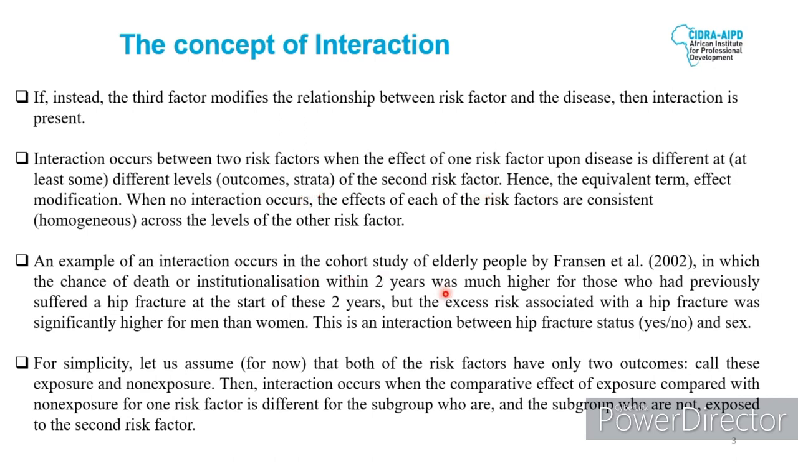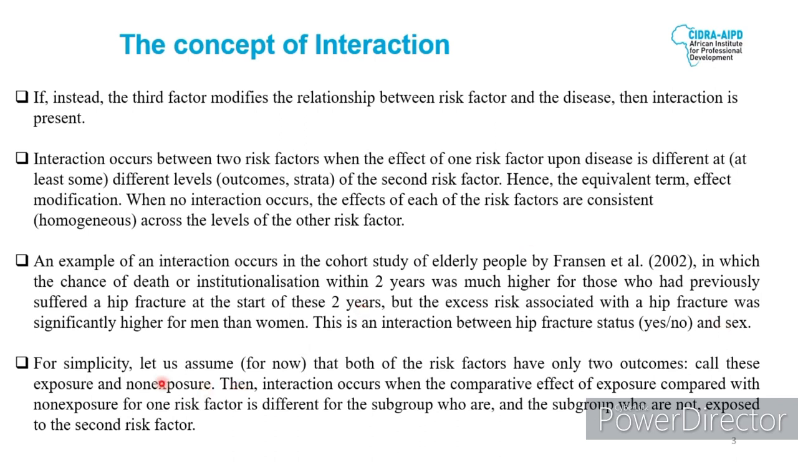To understand this further, an example of interaction occurs in the cohort study of elderly people, in which the chance of death or institutionalization within 2 years was much greater for those who had previously suffered a hip fracture at the start of these 2 years, but the excess risk associated with a hip fracture was significantly higher for men than women. This is an interaction between hip fracture status, which is yes and no, and sex. So we can see that, like in case of confounder, where there is a hidden factor present between the risk factor and disease status, in interaction, this actually modifies the relationship.